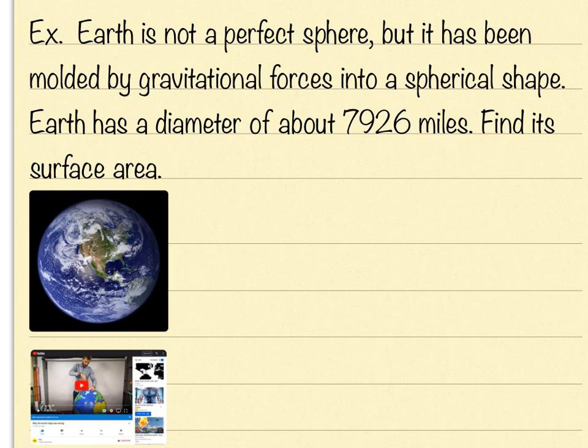So this next one says, Earth is not a perfect sphere, but it has been molded by gravitational forces into a spherical shape. Earth has a diameter of about 7,926 miles. Find its surface area. So a realistic problem here. How much surface area is on the Earth?